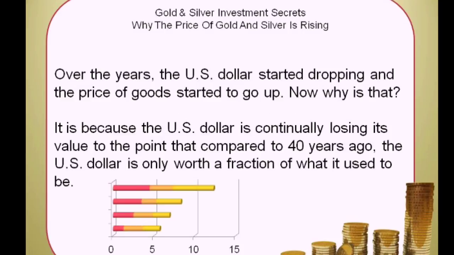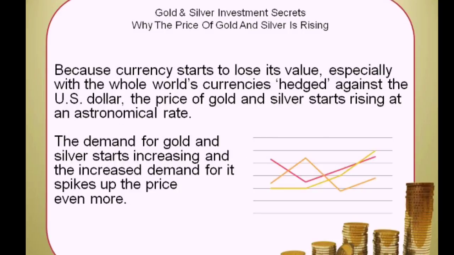They were effectively creating their own debt and generating as much debt as they wanted in the form of currency. Over the years, the US dollar started dropping and the price of goods started to go up. Now why is that? It is because the US dollar is continually losing its value to the point that, compared to 40 years ago, the US dollar is only worth a fraction of what it used to be. Because currency starts to lose its value, especially with the whole world's currencies hedged against the US dollar, the price of gold and silver starts rising at an astronomical rate. The demand for gold and silver starts increasing, and the increased demand for it spikes up the price even more.